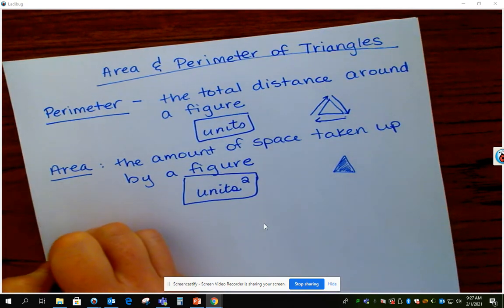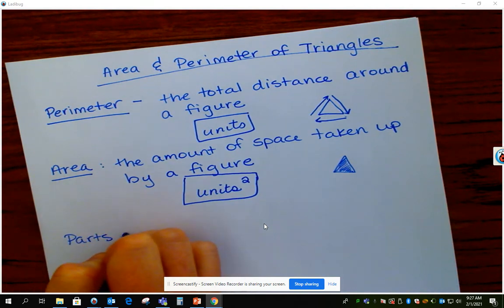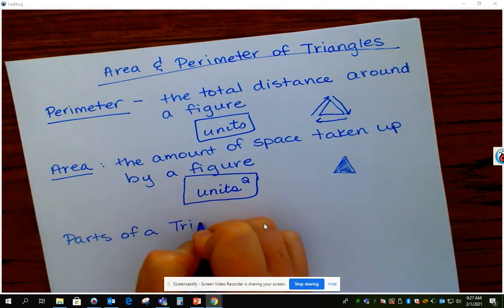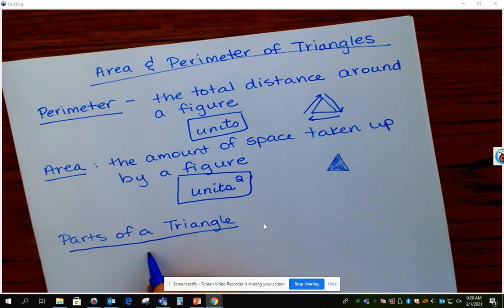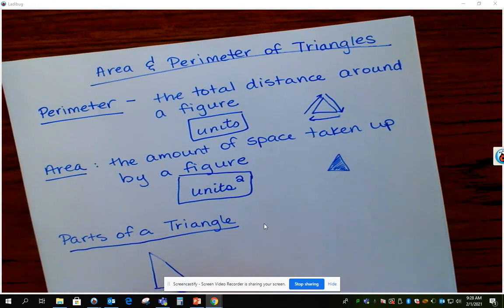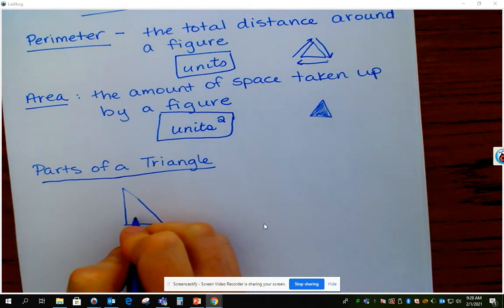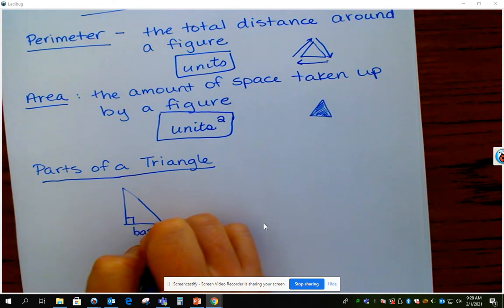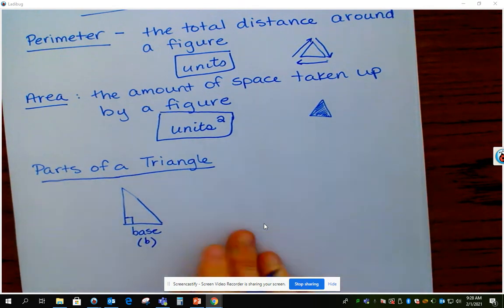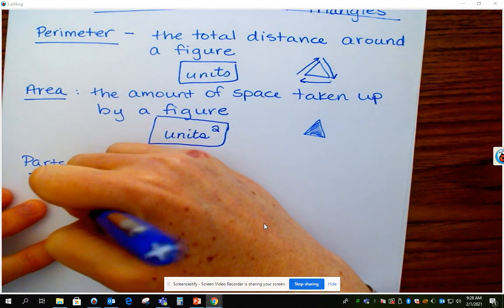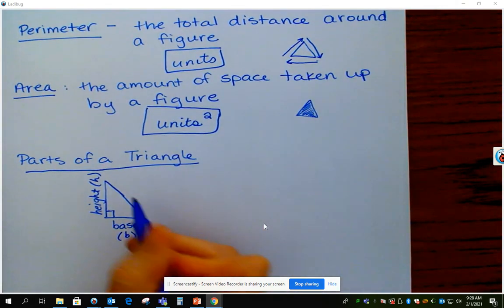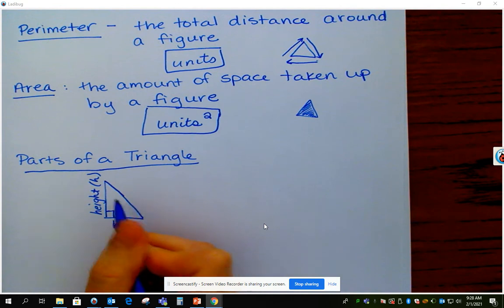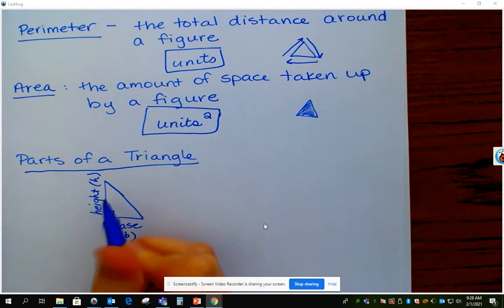Okay, so let's talk about the parts of a triangle. You might see a triangle like this that has just a right angle right here. So this makes 90 degrees. And this would be the base, often abbreviated as a B. And then this would be the height, and we'll represent that with H. Okay, and we will not need to use the hypotenuse in our calculations here. So base and height only.